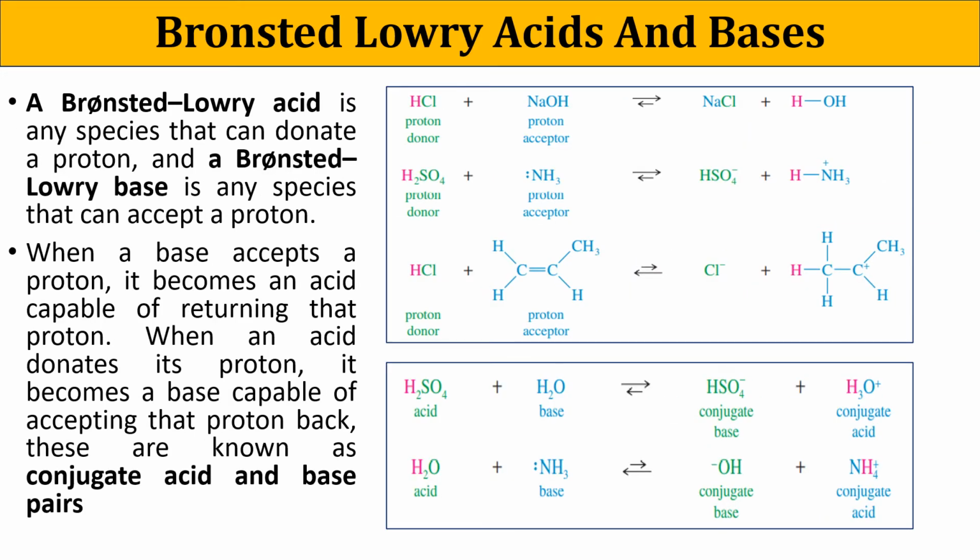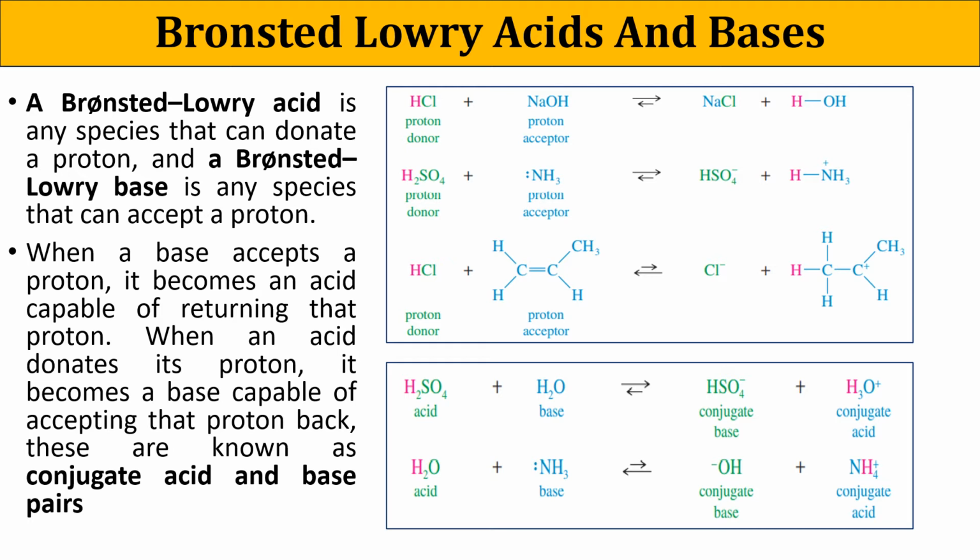Bronsted Lowry acids and bases. A Bronsted Lowry acid is any species that can donate a proton, and a Bronsted Lowry base is any species that can accept a proton. These definitions also include all Arrhenius acids and bases because compounds that dissociate to give hydronium are proton donors and compounds that dissociate to give hydroxide are proton acceptors. Hydroxide ion accepts a proton from water to form water.